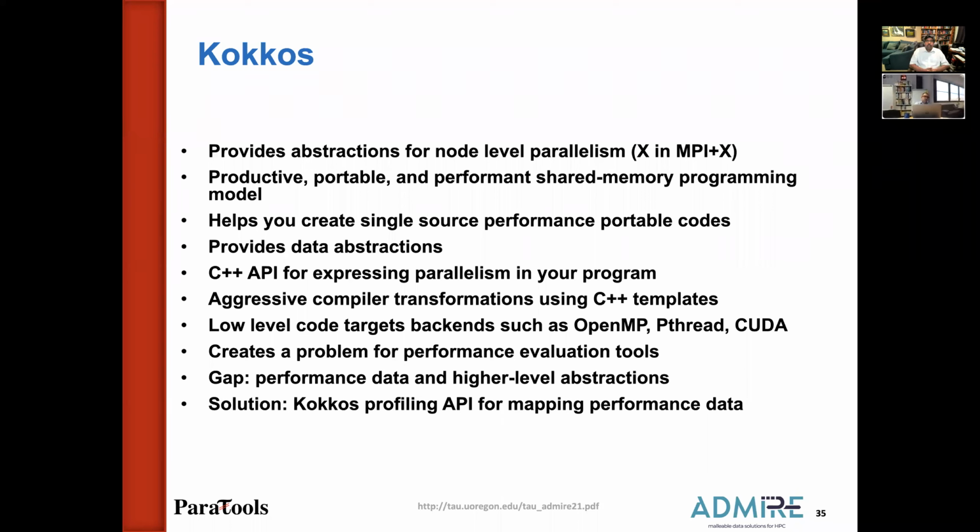Now, Kokkos is another node-level parallel runtime that allows you to express parallelism in your code in a single-source, performance-portable library. So what you get with Kokkos is a set of data abstractions and a C++ API that you can use for expressing parallelism in your code. Now, using aggressive compiler transformations, it takes these C++ lambda functions that represent the parallelism in your code, and then it transforms these to use the backend.